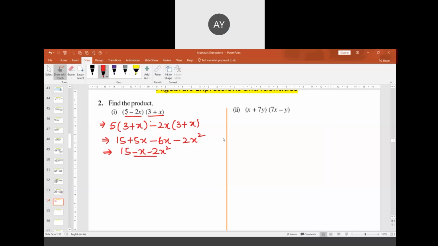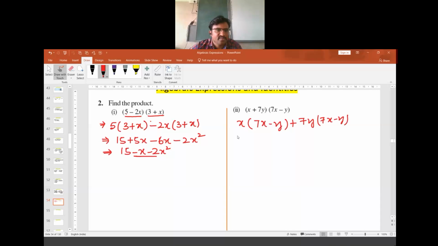Now look at this. X to be multiplied to both the terms. X times of 7x minus y. Plus 7y to be multiplied to 7x minus y.